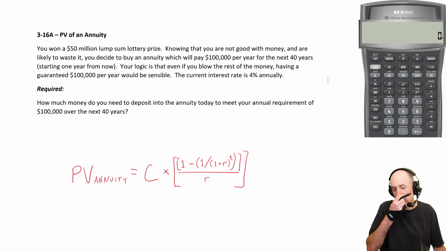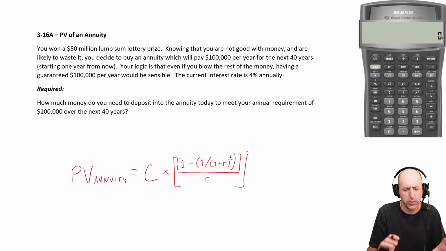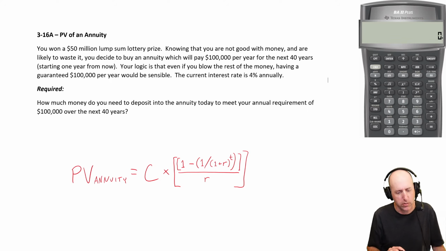So it says, how much money do you need to deposit into an annuity today in order to meet your $100,000 per year for the next 40 years? And this is a very straightforward annuity problem. So we see the formula there. We'll start by solving with the formula, then use our financial calculator.